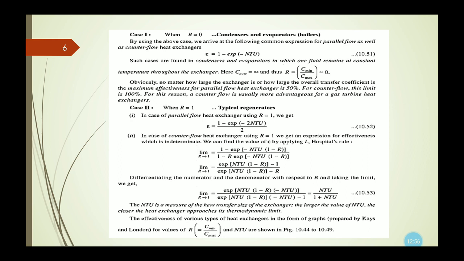Now two cases can be there. When R equals 0, that is the capacity ratio C min by C max equals 0, this happens in case of condensers, evaporators and boilers. So when capital R equals 0, in that case the effectiveness for the parallel flow and counter flow is equal to 1 minus e to the power minus NTU. Such cases are found in condensers and evaporators, in which one fluid remains at constant temperature throughout the exchanger. So in this case C max equals infinity or is undefined, and thus R equals C min by C max equals 0. So in case of condenser and evaporator, when R equals 0, the effectiveness formula is represented by 1 minus e to the power minus NTU.